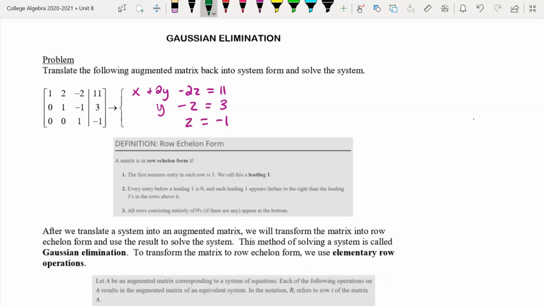So when you know what z is, you can use that to solve the system. I'm going to plug it in here. So y minus a -1 equals 3. That's y plus 1 equals 3. So I get y equals 2.